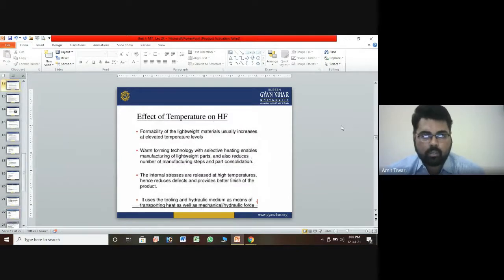Effect of temperature on hydroforming: the formability of lightweight material usually increases at elevated temperature. So first of all, I identify the formability at warm temperatures. Forming with heating enables the manufacturing of lightweight parts, and also reduces the number of manufacturing steps and allows part consolidation. Second, internal stresses are released at a high temperature, hence reducing defects and providing a better finish of the product. Third, the tool and the hydraulic medium are used as the medium for transport.